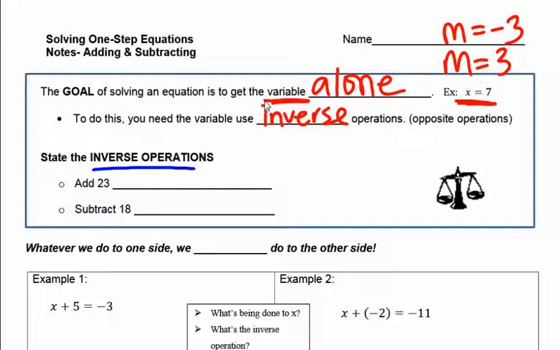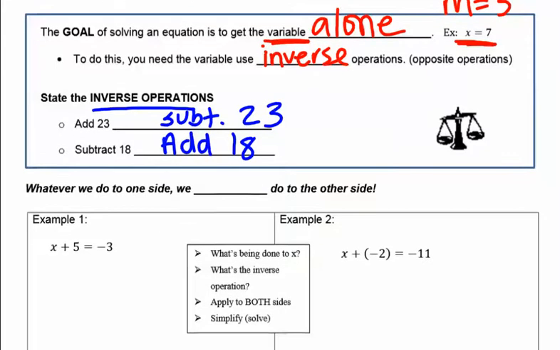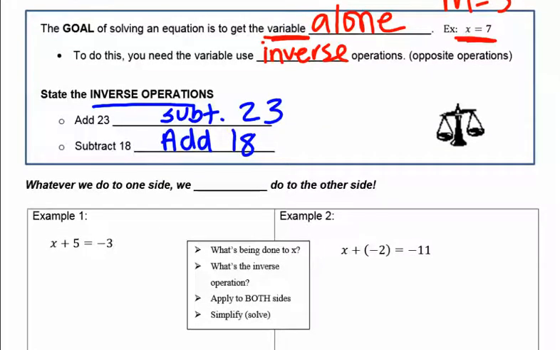So let's say we're adding 23. Our inverse operation would be to subtract 23. Let's say we're subtracting 18. Our inverse operation would be the opposite of subtraction, which is addition. So we would add 18. The inverse operation of adding is to subtract that number. If we're subtracting, we're going to add that number.